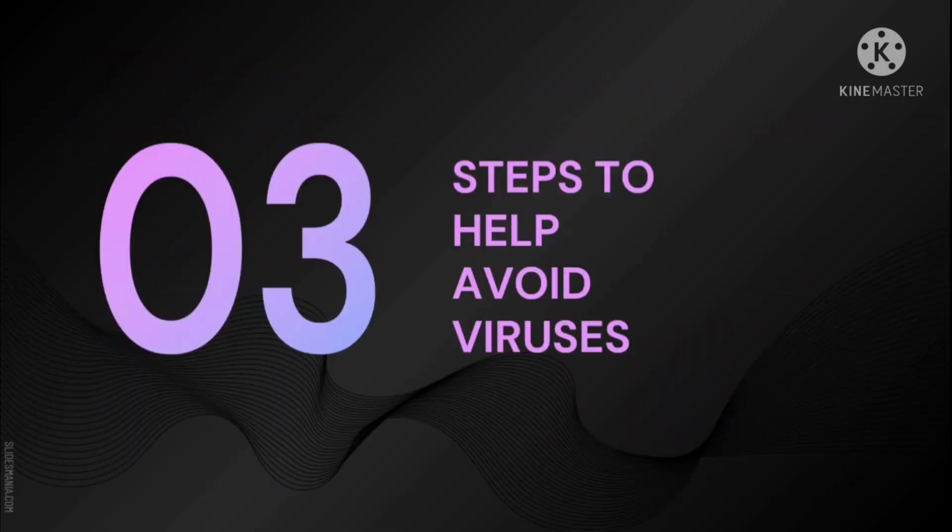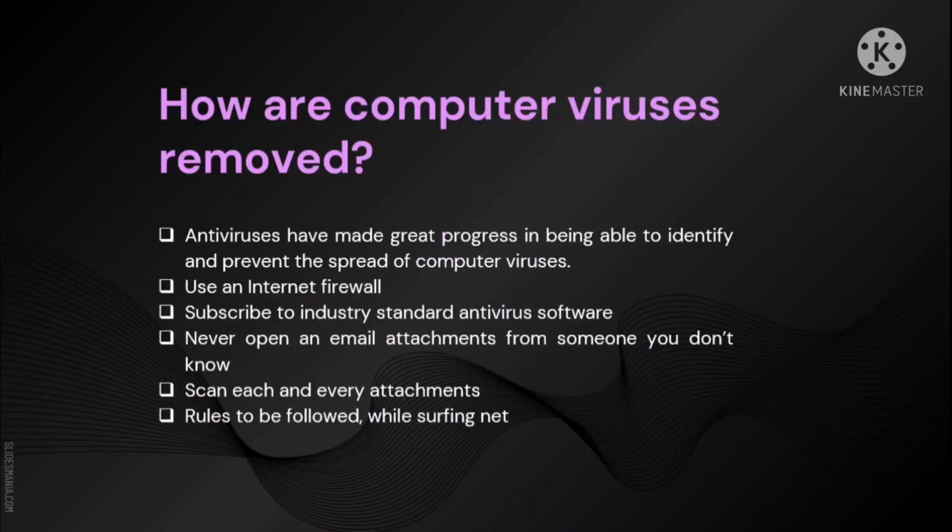Next is steps to help avoid viruses. So how are computer viruses removed? The first thing is antiviruses have made great progress in being available to identify and prevent the spread of computer viruses. So next is use an internet firewall and subscribe to industry-standard antivirus software and never open an email attachment from someone you don't know. Scan each and every attachment, and these are the rules to be followed while surfing the net.